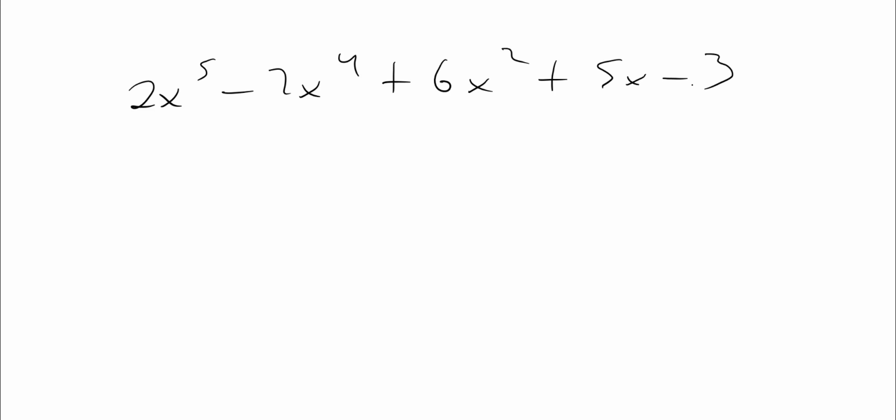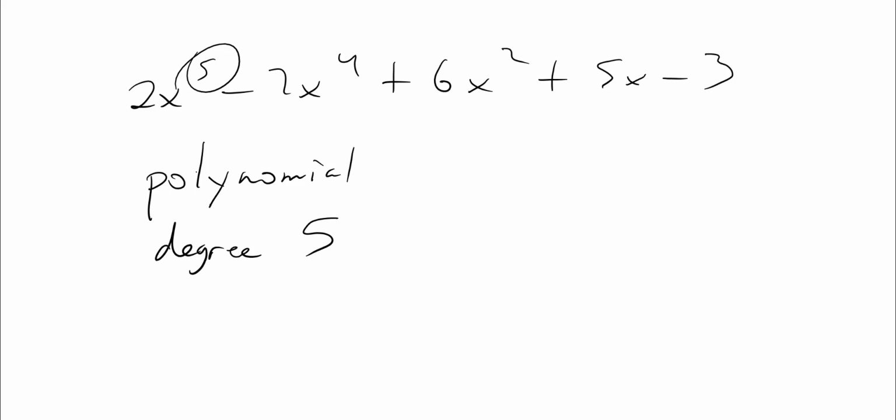if I said 2x to the fifth minus 7x to the fourth plus 6x squared plus 5x minus 3, you would go, oh, gee, that's a lot of terms. In fact, 1, 2, 3, 4, 5 terms. It is definitely a polynomial. And the degree is 5.